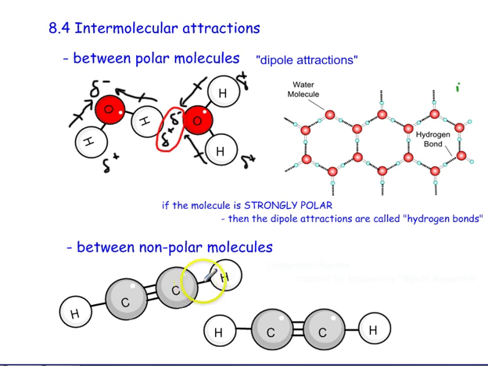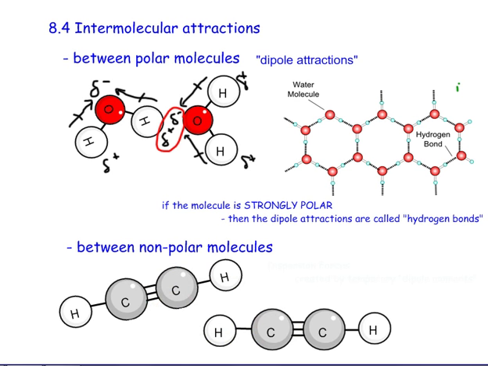So there is a slight difference, but it's not enough of a difference to classify this as a polar bond. So basically, the electrons are just distributed evenly around this molecule, and of course this is an identical molecule. So there's no partial charge like what we saw up here with the water molecule. So any attractive force between these just doesn't really exist.